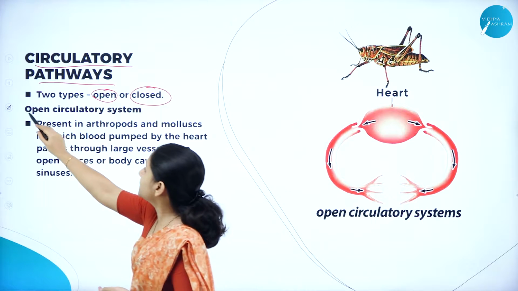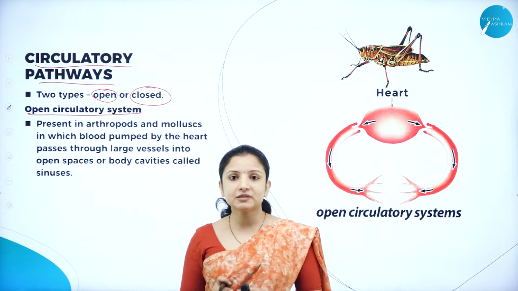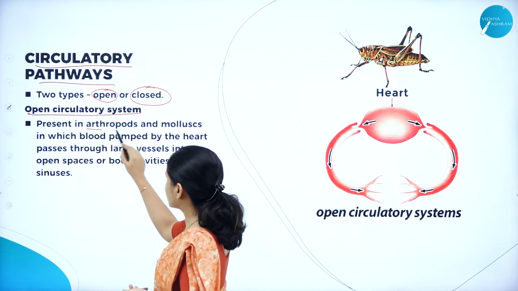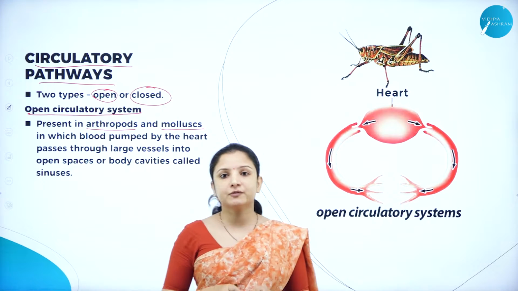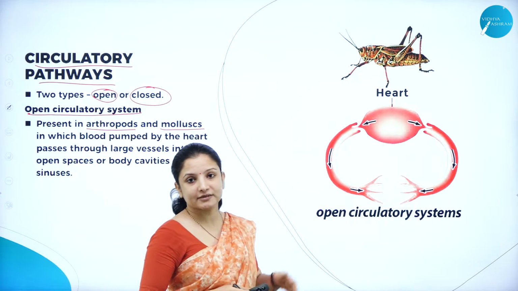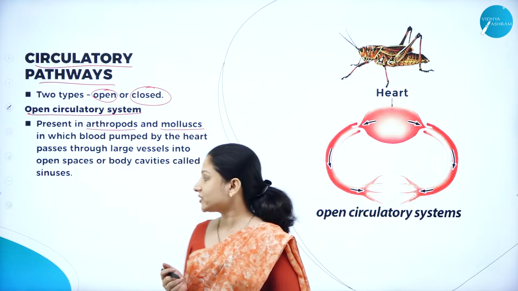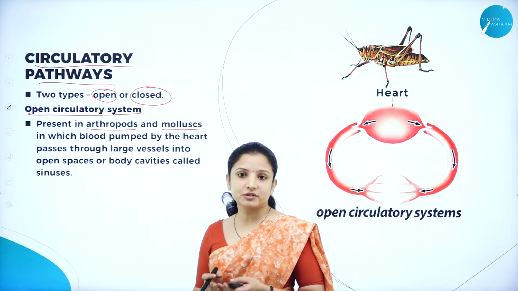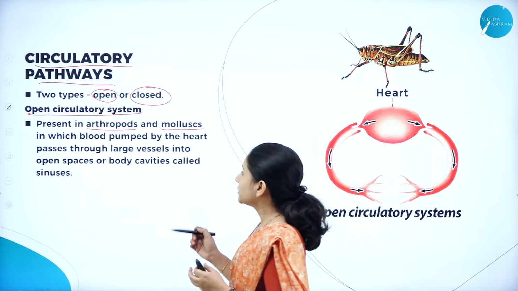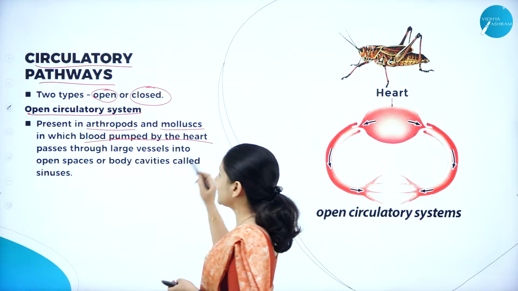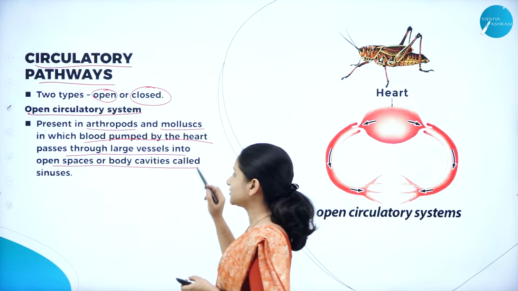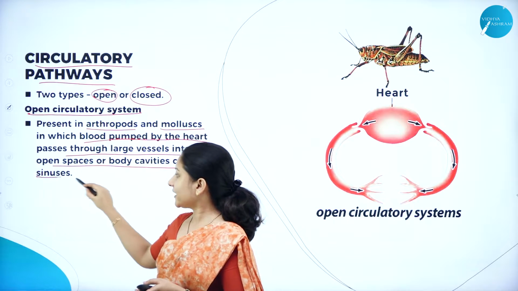Talking about the open circulatory system. Open circulatory systems are usually found in organisms belonging to the arthropods and the molluscans. One of the best examples of arthropods is the insects. I've taken a grasshopper here as an example for the open circulatory system. They are usually found in arthropods and mollusks. And what happens in this open circulatory system? Here, the blood that is pumped by the heart passes through large vessels and then directly into the open spaces of the body cavity called the sinuses.